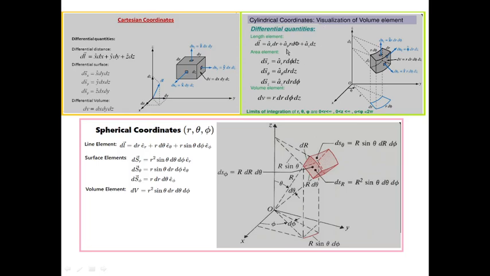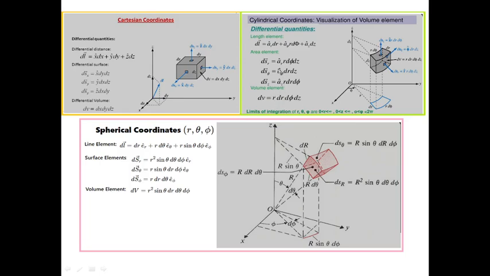Here you should notice that it is not just d phi, it is r d phi, because d phi is an angle, and r d phi is the elemental length along the phi direction. What is the elemental volume? It will be dr into dz into r d phi. So dr into d phi into dz, with the r coming first.